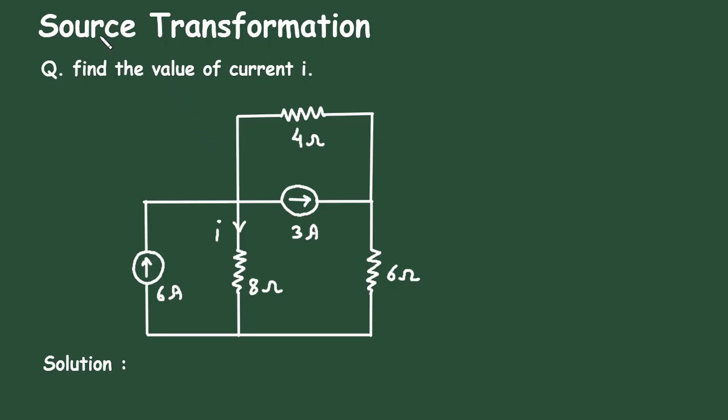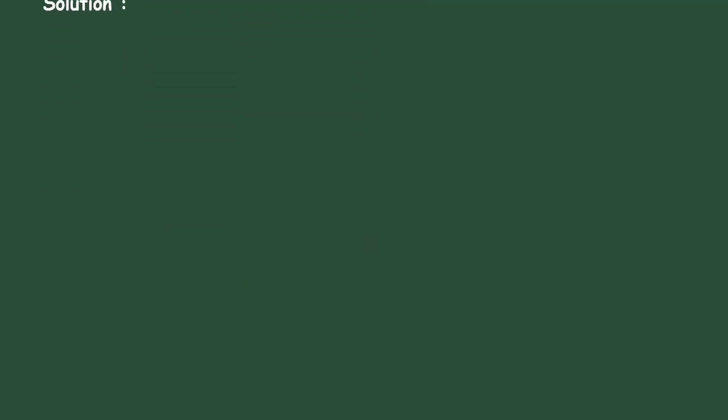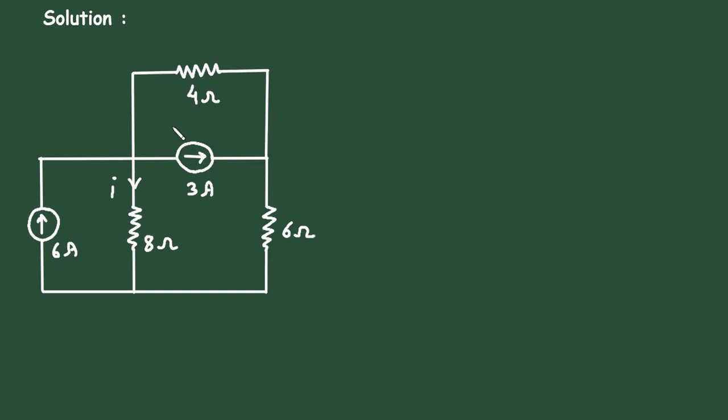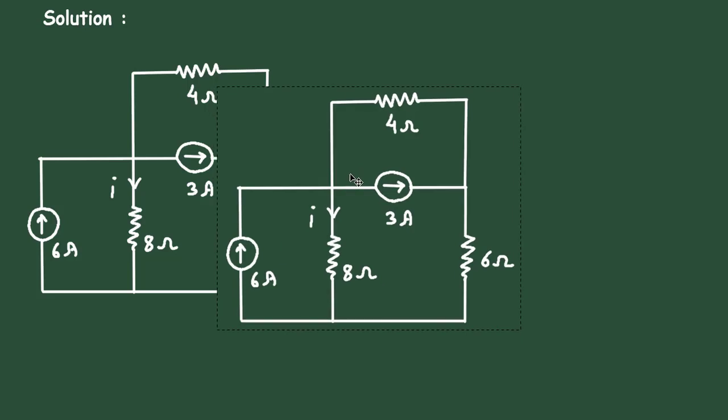Source transformation. Question: find the value of current I by using source transformation technique. Solution: here in this circuit, we can convert this current source into its equivalent voltage source. So let's convert this current source into its equivalent voltage source.